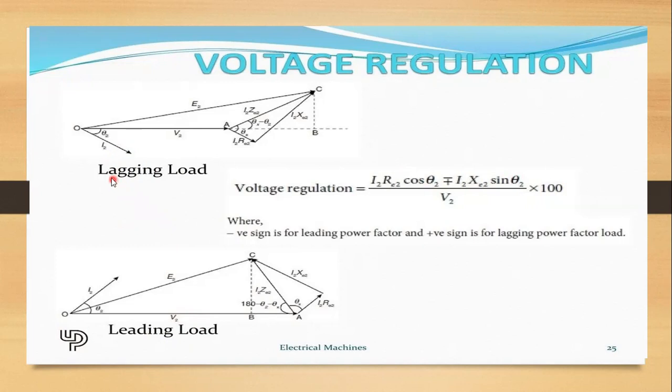For a lagging power factor load, the secondary current I2 lags the voltage by some angle. So for the lagging load, V2 is called the voltage across the load, and I2 is called the current flowing to the load. For a lagging power factor load, this current lags the voltage by some angle, and that angle is called θ2.